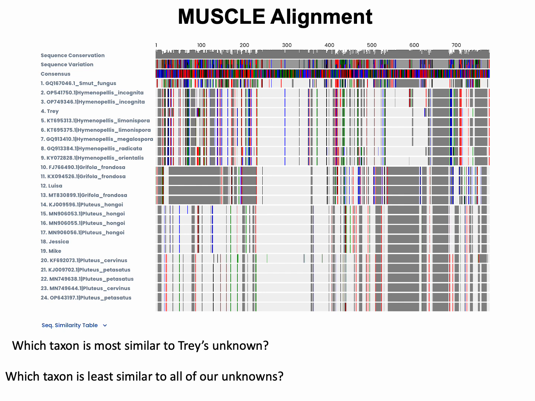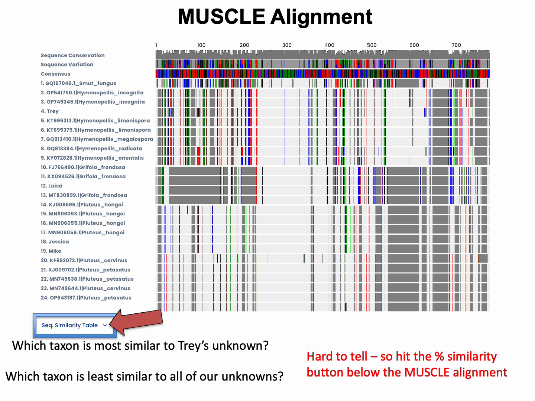And you'll also need to identify which taxon, or which individual sequence line, is least similar to all of the unknowns. So if we look at Trey's sample, it's tough to say which one is the most similar, whether it's Hymenopellis incognita, limnospora, megalospora, radicata, or orientalis. Likewise, it's very difficult to say which taxon is the least similar across all of our unknowns. So a really useful tool to help tease this apart in a quantifiable way is the sequence similarity table. So let's look at that on the next slide.